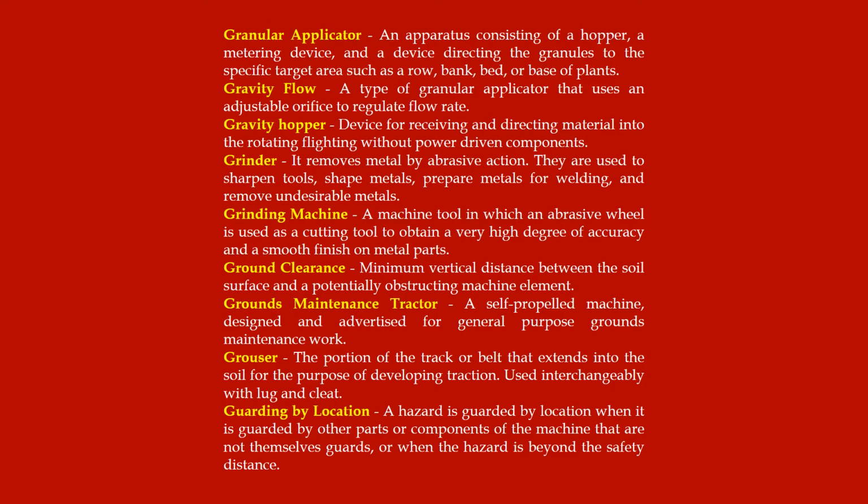Grounds maintenance tractor. A self-propelled machine, designed and advertised for general-purpose grounds maintenance work. Grouser. The portion of the track or belt that extends into the soil for the purpose of developing traction. Used interchangeably with lug and cleat. Guarding by location. A hazard is guarded by location when it is guarded by other parts or components of the machine that are not themselves guards, or when the hazard is beyond the safety distance.